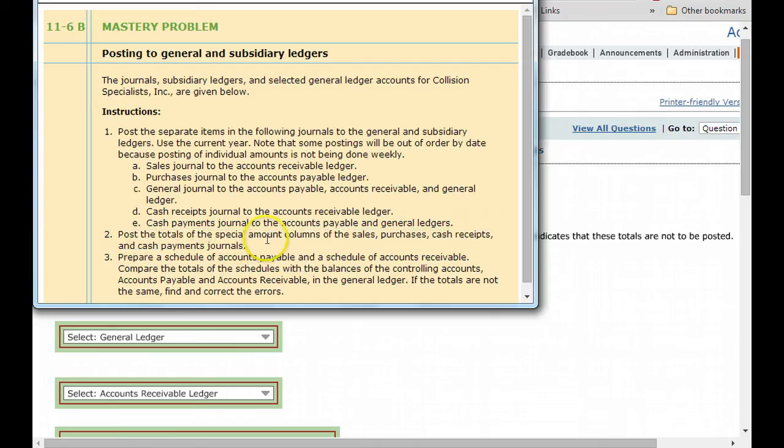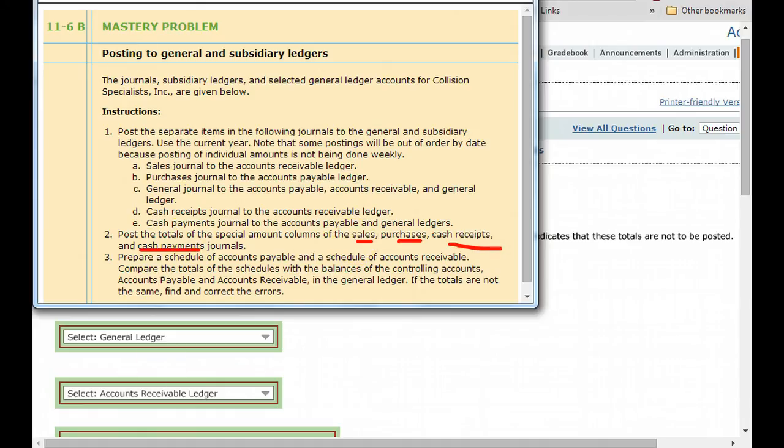It says, post the totals of the special amount columns from sales, purchases, cash receipts, and cash payments. Is general listed in there at all? No, it is not. Okay, so what I'm going to do is I have to go in this order. If I do not go in this order, I'm really going to be in a lot of trouble. So sales, purchases, cash receipts, then cash payments.